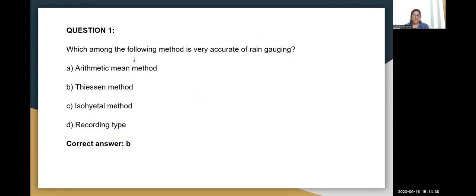And the question here is, which among the following is the most accurate? The correct answer is Thiessen's method. And the simplest method is the arithmetic mean method. Recording type is not a method. It is just a recording type rain gauge station, which we will look at in the further slides that are yet to come.